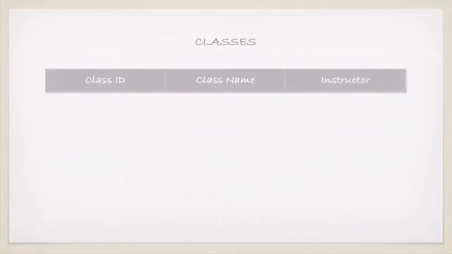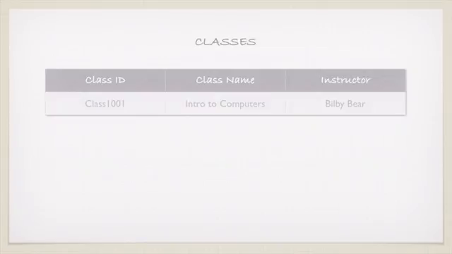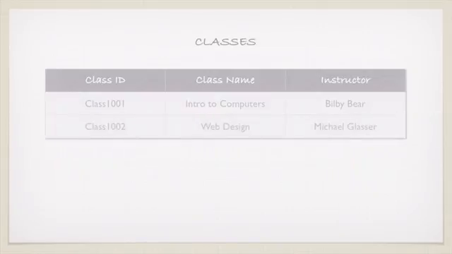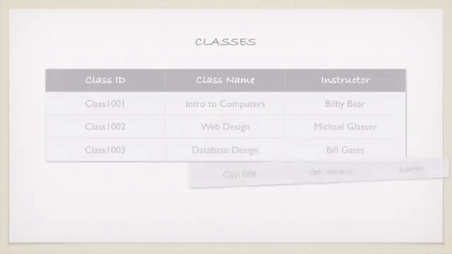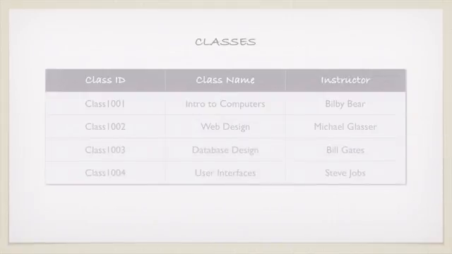Similar idea with classes. If we have a table here with the class ID, the class name, and the instructor, we might have class 1001 Intro to Computers by Bill Bayer, class 1002 Web Design by Michael Glasser, and then class 1003 and class 1004 Database Design and User Interfaces by Bill Gates and Steve Jobs. Again, you could have class names that are the same. One instructor might teach more than one class, or you might have instructors with the same name. But if we look at the class ID, that we can make unique, and so we know that is unique.